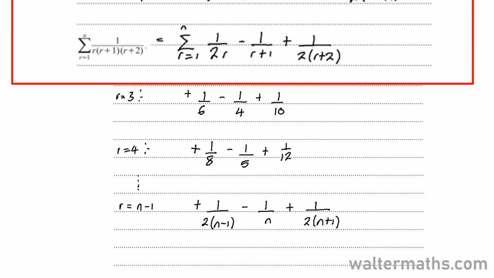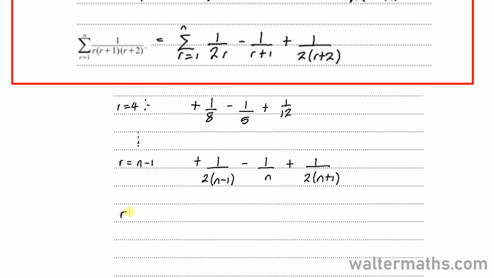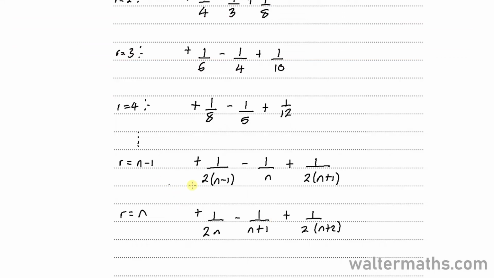And for the last term, that's when r is equal to n, we get 1 over 2n minus 1 over n plus 1 plus 1 over 2 of n plus 2. So these are the terms.